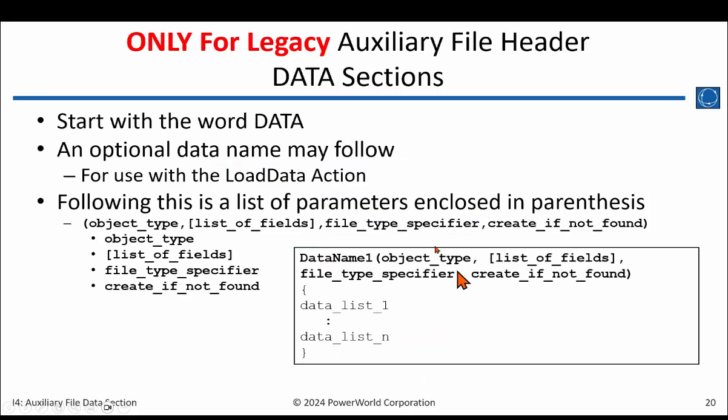And the next slide just clarifies that with the legacy format, it's going to start with the word data. It'll have an optional data name, which again is most of the time you don't need to include at all. But if you want to later use the load data script action to just grab that specific data section from another auxiliary file instead of the entire auxiliary file, then the data name can be used for that. And again, the list of fields inside the square braces, and then also file type specifier and create if not found are optional arguments that might occur.